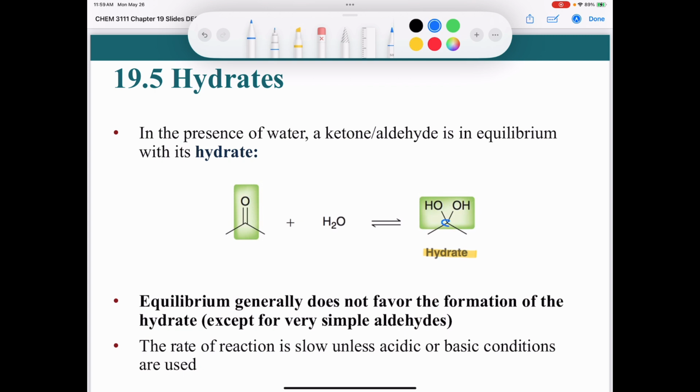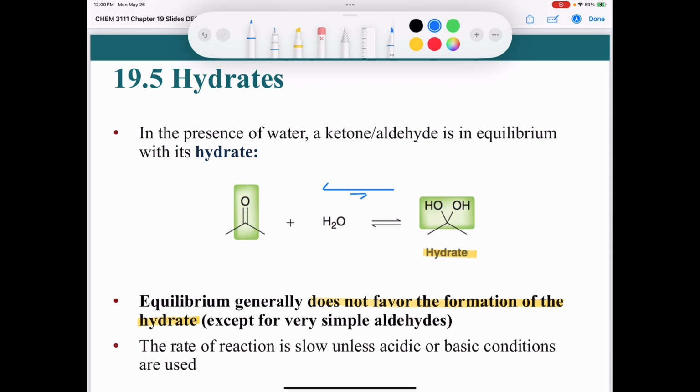And this is when we have a carbon with two R groups, but the carbon also possesses two hydroxyl groups on it. So that's what we call a hydrate. Now it turns out that when you put a ketone or an aldehyde in water, the equilibrium actually does not favor the formation of the hydrate. Okay, it's mostly going to lie to the side of the carbonyl. So if I draw new equilibrium arrows, it's actually more like this, mostly to the side of the carbonyl, and you only get a little bit of the hydrate unless it's a very simple aldehyde like formaldehyde.